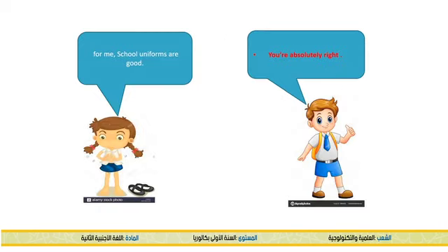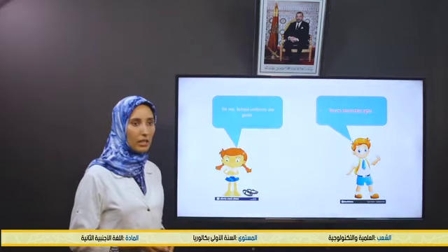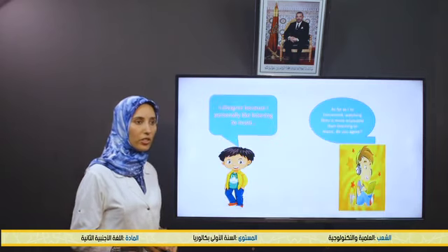We have, for me, school uniforms are good. So, how does he respond to her? He says, you are absolutely right. Here, he shows his agreement. Okay? By saying you are absolutely right, it means he agrees with her. And we have next situation.